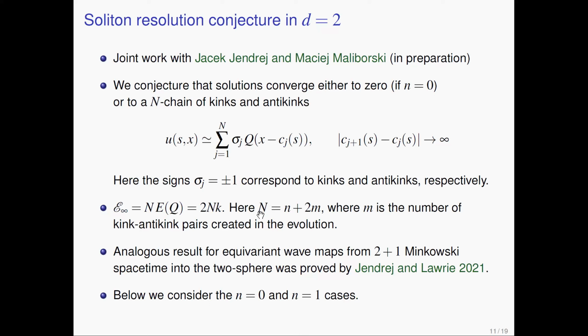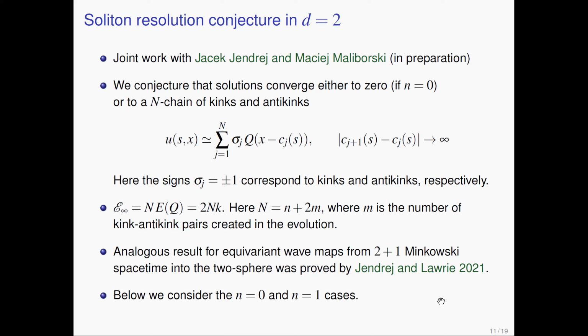However, the number of kinks and anti-kinks in the chain is in general greater than the degree n. So capital N is the degree n plus 2m, and 2m is the number of pairs of kinks and anti-kinks that can be created in the evolution. And I should say that this kind of result was previously proved rigorously by Jendrej and Lawrie for equivariant wave maps from 2 plus 1 Minkowski spacetime into the two-sphere. I said before that in this case solutions can develop singularities, but there are also solutions which do not develop singularities, and they proved that they must converge to such a chain.